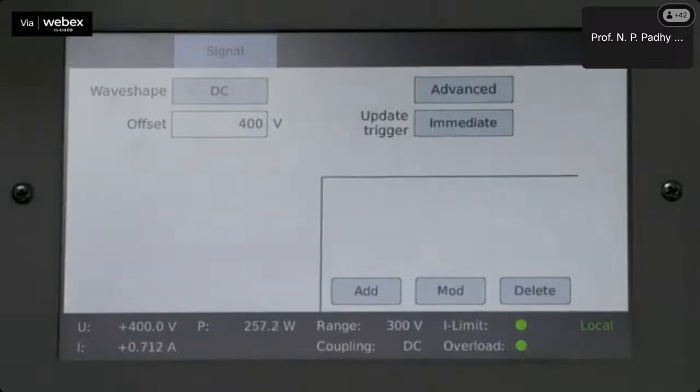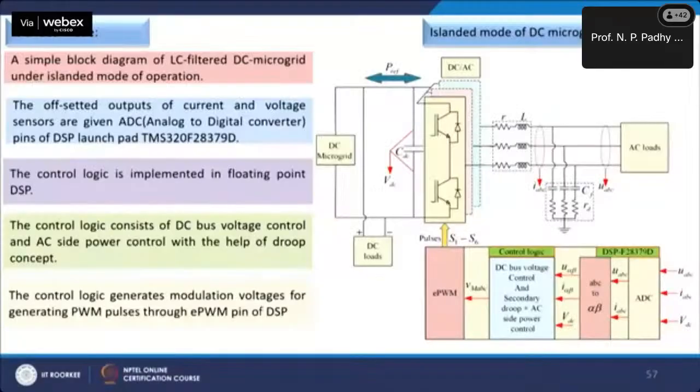Since the DC bus of the DC microgrid is stable and has surplus power to cater to the AC grid, the power flow is from the DC bus to the AC grid. Let us move to the islanded mode of operation of DC microgrids.